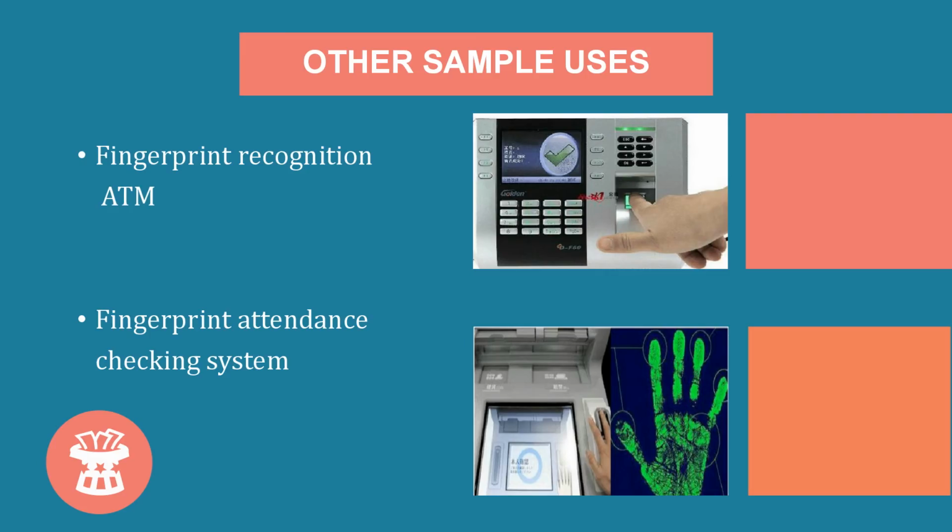The first example use is fingerprint recognition ATM. Fingerprint recognition technology combined with IC cards is one of the most potential developments currently. This technology encrypts the data of the owner's fingerprint and stores it in the IC card.